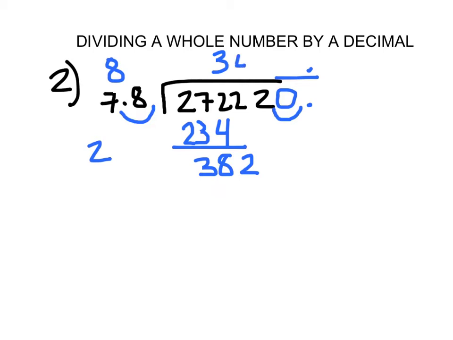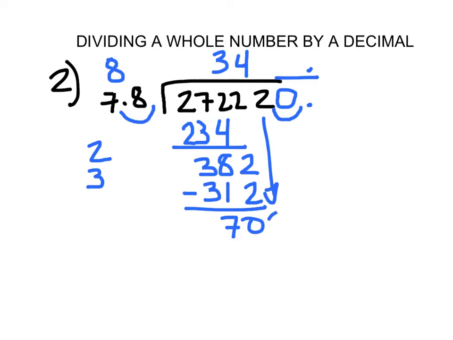It is 4 times. So we multiply 4 times 8, 32, and you carry 3. 4 times 7, 28, and 3, 31. We subtract and put our next number down. In this case, we're going to ask, how many times does 8 fit into 70? It does 8 times, but since we're rounding a little bit high, we're going to use the 9.